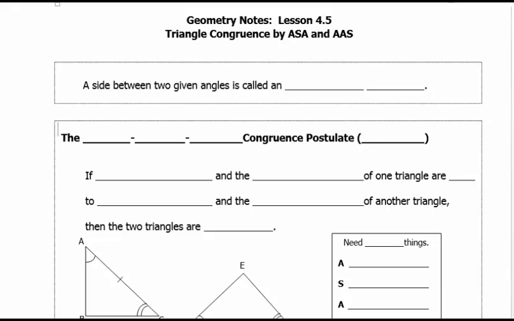Welcome to the notes for lesson 4.5. We're going to be proving triangles are congruent using two new methods. We have angle side angle and angle angle side. A side between two given angles is called an included side.